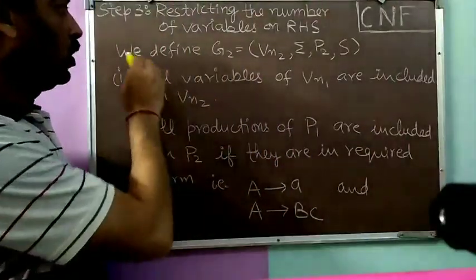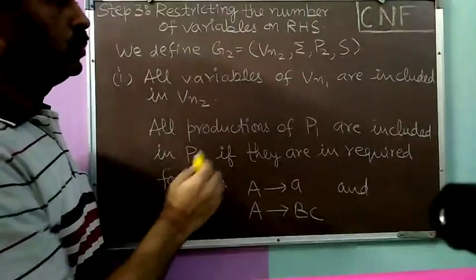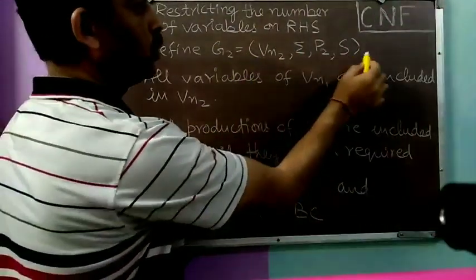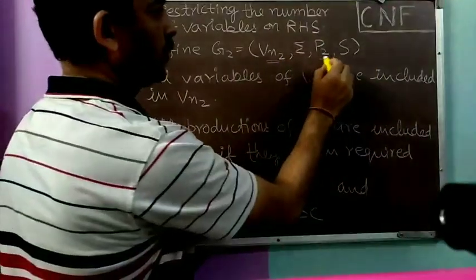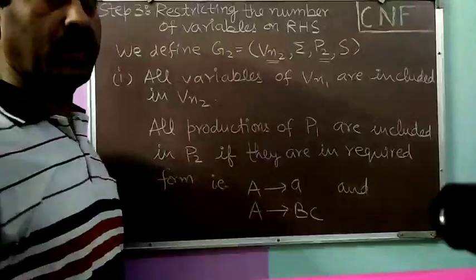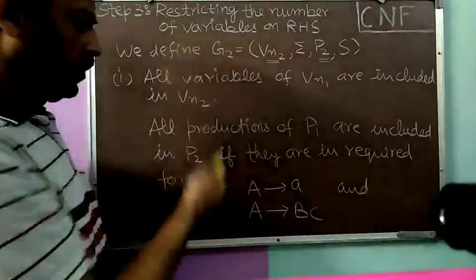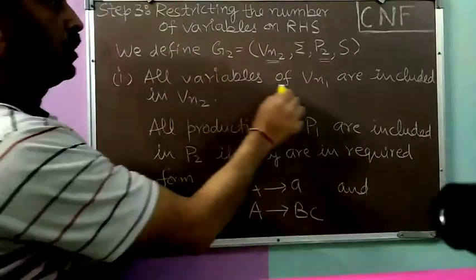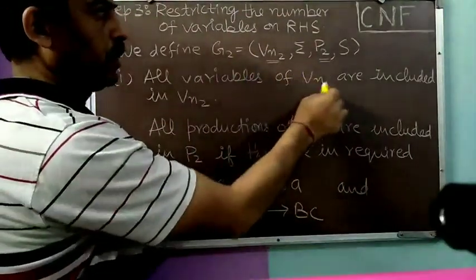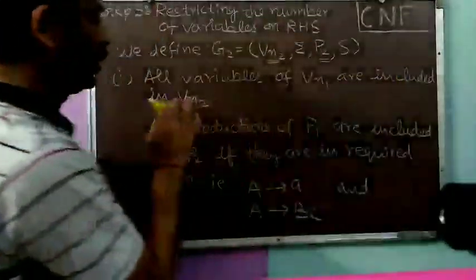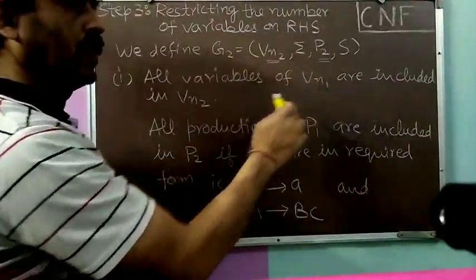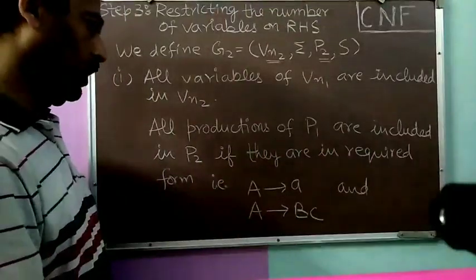Now we define another grammar G2, where the set of variables is Vn2, sigma, P2 and S. Again, this set of variables and set of productions will change. How they will change, we will look at. All the variables of Vn1, meaning whatever variables were there in G1, are included in Vn2 as well. So Vn2 will consist of all the variables of Vn1.